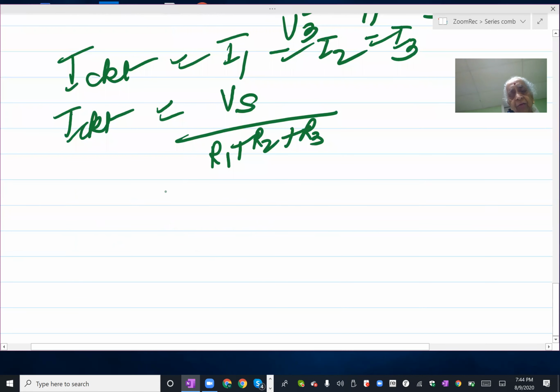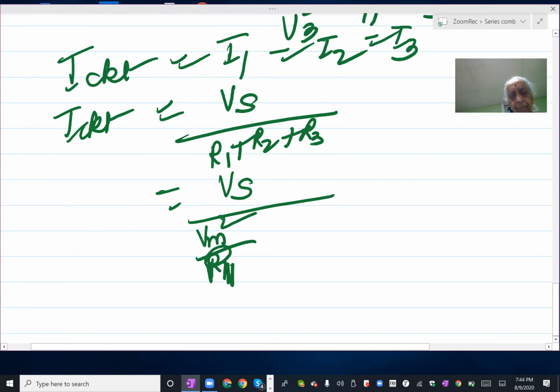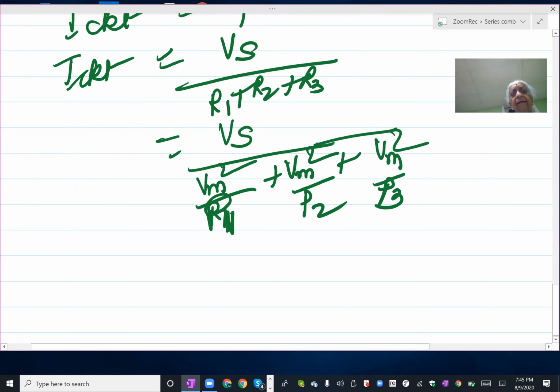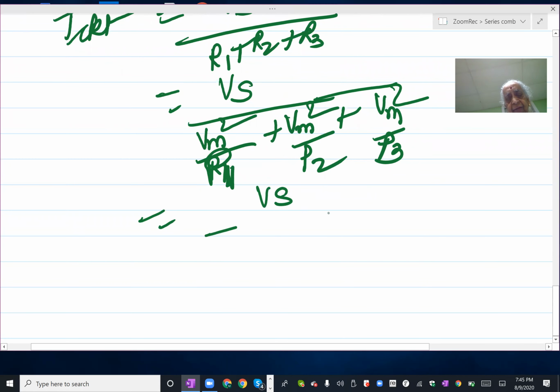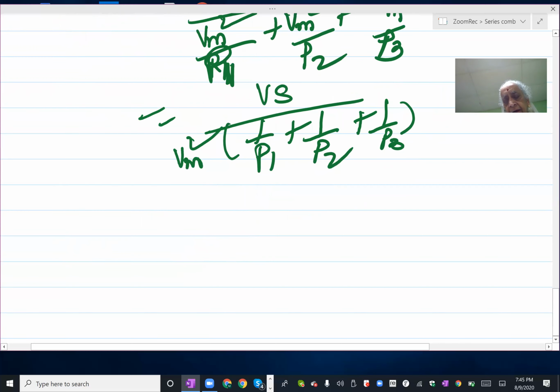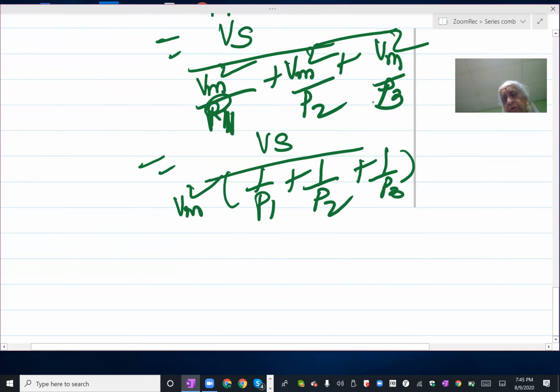Right. That will be equal to V supply by V marked squared by R1, that is P1, plus V marked squared by P2, that will be my R2, plus V marked squared by P3 for the third one. So that will be equal to Vs divided by Vm squared, which comes out here. That will be 1 by P1 plus 1 by P2 plus 1 by P3. Now this is the voltage, this is the current through each one of them.